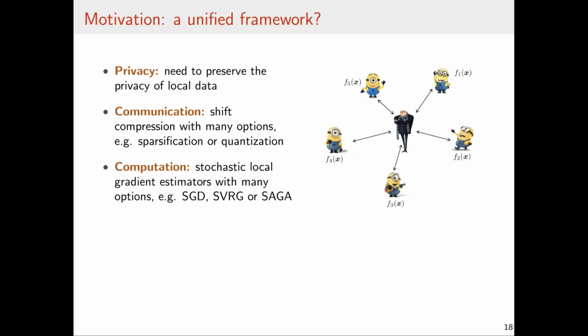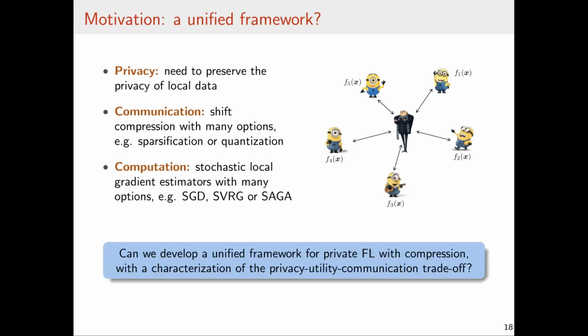In terms of local computation, when we run stochastic local gradient updates, there are also many choices we can take for the local clients. We could be using SGD, we could be using full batch GD, or we could be using some variance reduction algorithm like SVRG or SAGA. So there are many different design choices when it comes to both the computation and the communication aspects of the algorithm framework. Can we design a unified framework that allows us to capture all three aspects of the considerations when we have communication compression?